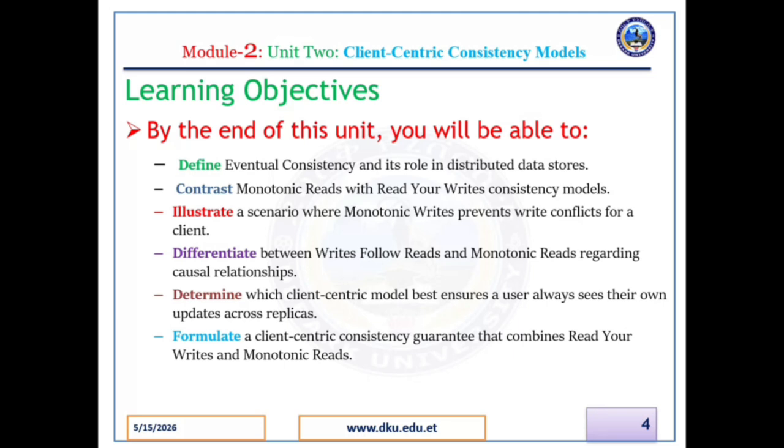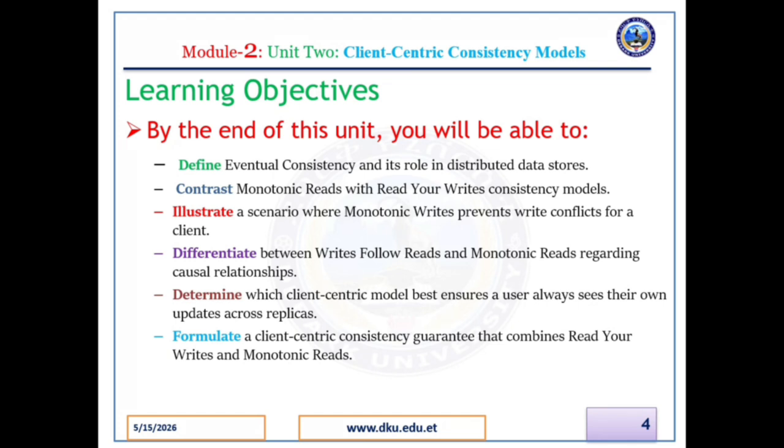Let's start from the objectives. By the end of this unit, you will be able to: 1. Define eventual consistency and its role in distributed data stores. The second objective is to contrast monotonic reads with read your writes consistency models. The third objective is to illustrate a scenario where monotonic writes prevents write conflicts for a client. The fourth objective is to differentiate between writes follow reads and monotonic reads regarding causal relationships.